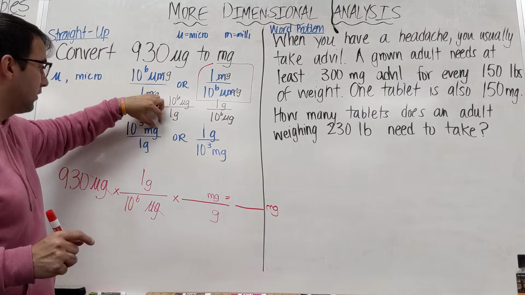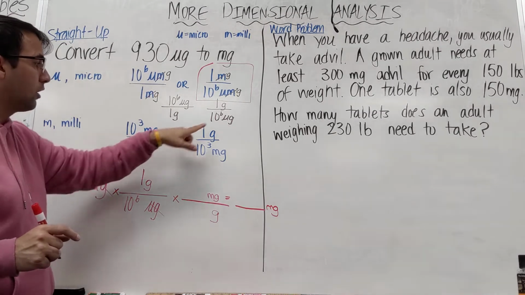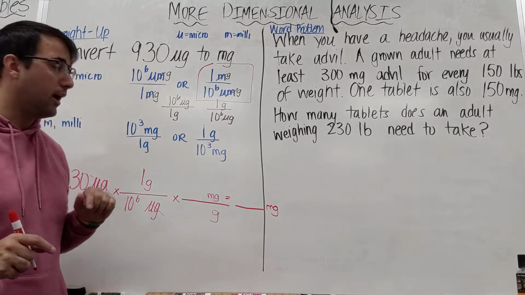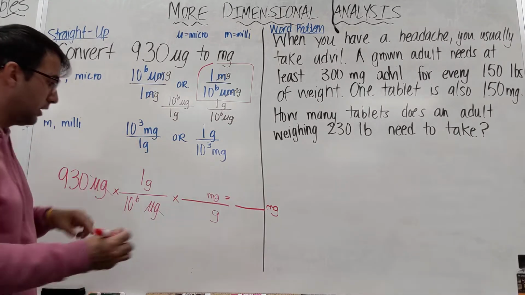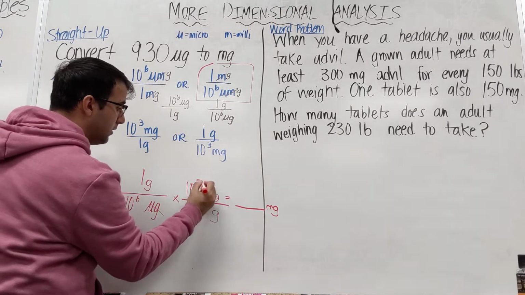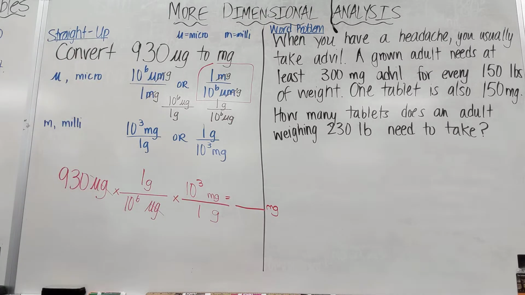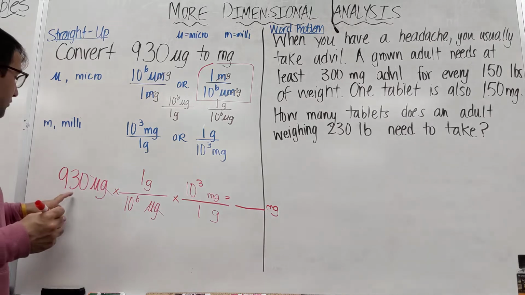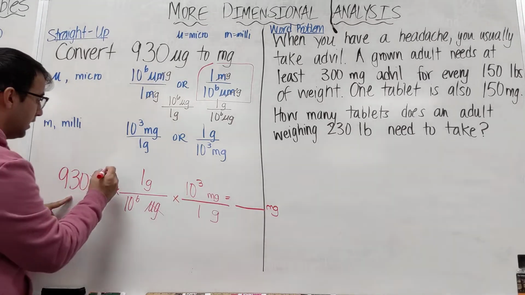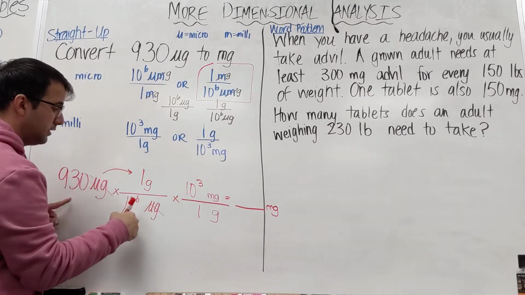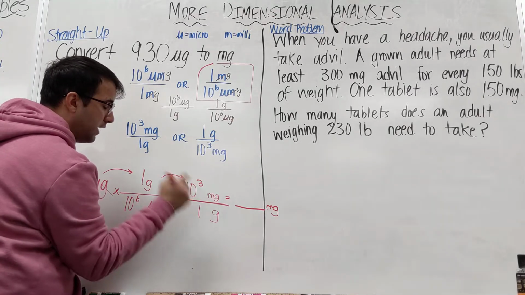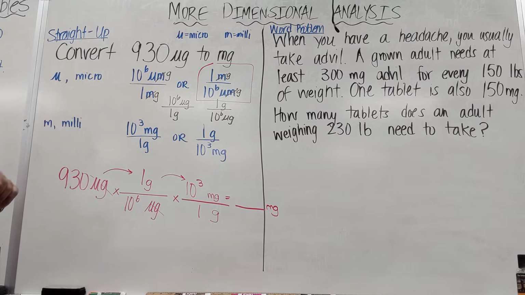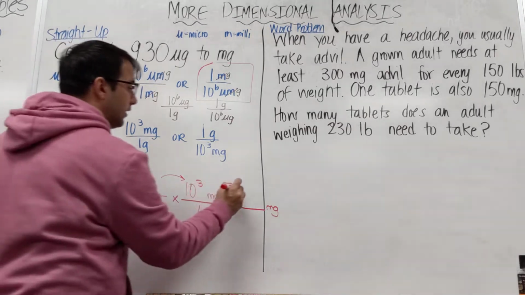I have 10 to the third milligram over 1 gram, or 1 gram over 10 to the third milligram. I'm going to use this one, because this has mg in the top. So I'm going to have 10 to the third milligram over 1 gram. If I do this math, I'll do 930 times 1 divided by 10 to the 6 times 3 divided by 1.